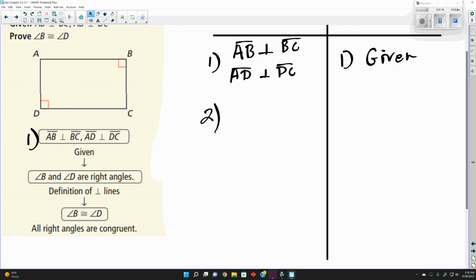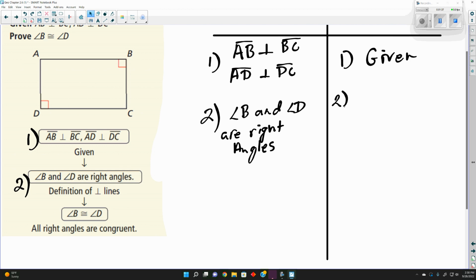Now the second part is here. They told us that B and D are right angles. So we can say angle B and angle D are right angles. And the reason for this, they gave it right below, is the definition of perpendicular lines.